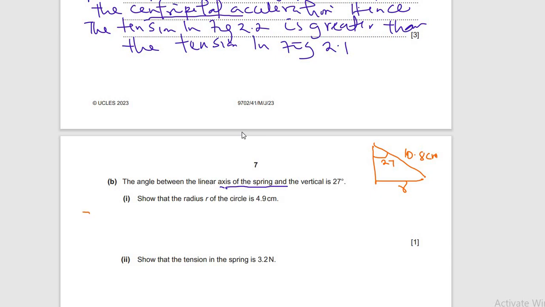Your SOHCAHTOA. Sine 27 equals opposite, your R, over hypotenuse, 10.8. When you cross multiply, your radius is 10.8 sine 27. Let's punch it in our calculator. 10.8 sine 27 and we get 4.9 centimeter. We don't need to convert it to meter. The question asks us to leave it in centimeter.